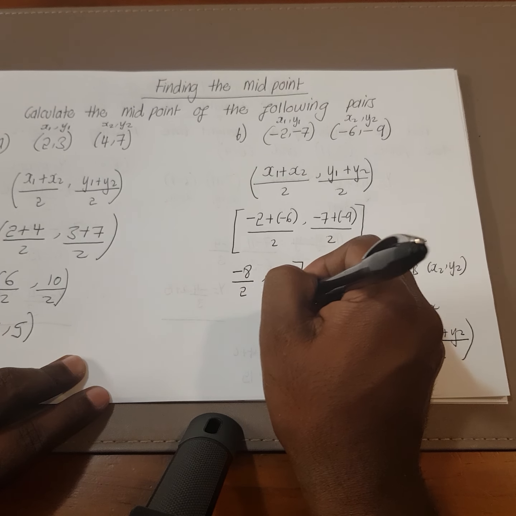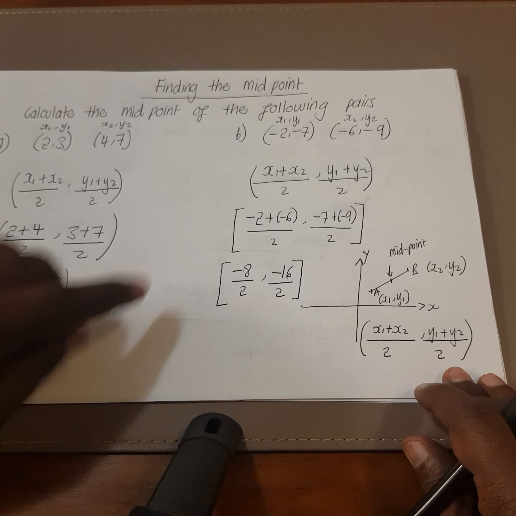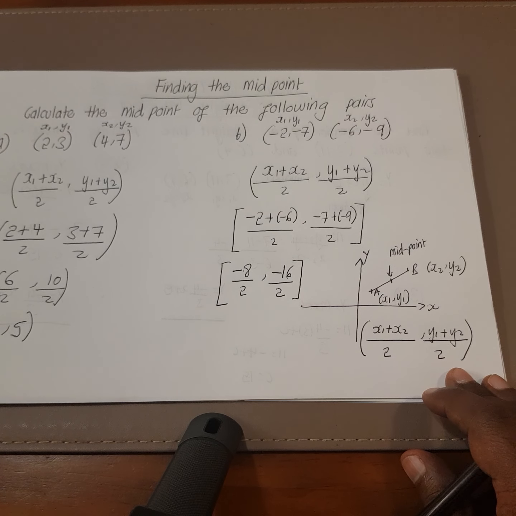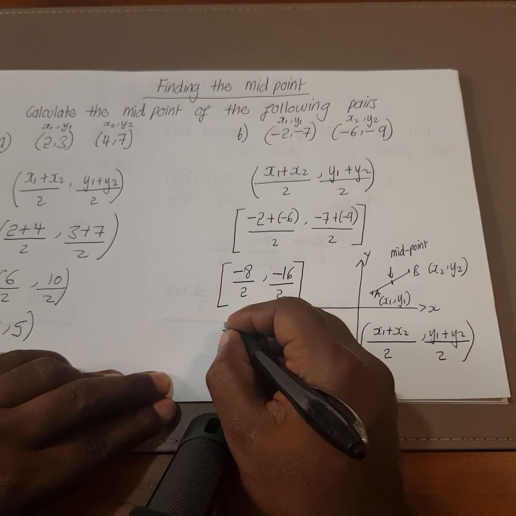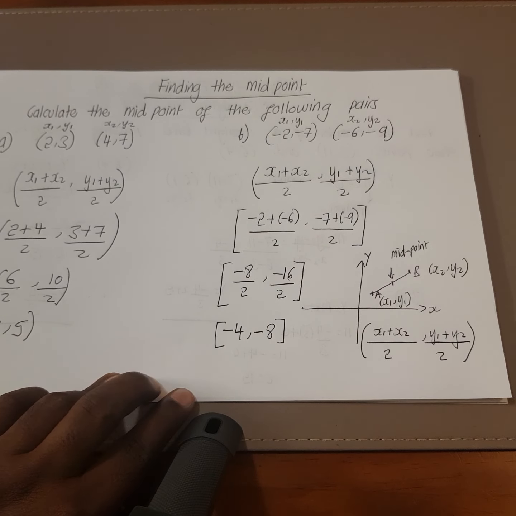So literally what we've done is we've used our basic knowledge of integers to solve this question. Now, -8 over 2 is -4, and -16 divided by 2 is -8. So in this case, our midpoint is a negative pair, -4, -8. What have we done? All we've simply done is write the formula, substitute what x1, x2, and y1, y2 are, divided by 2. All right.